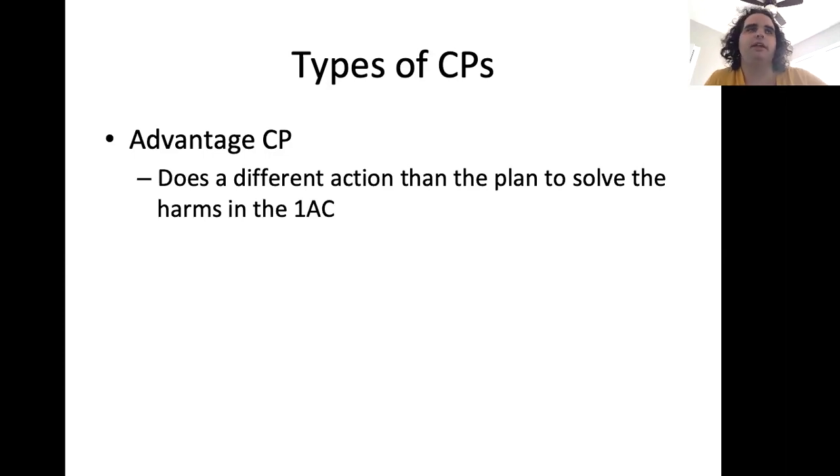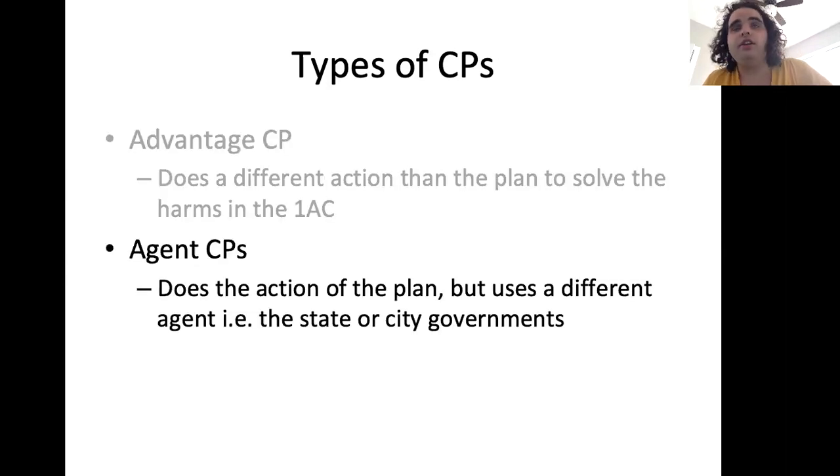That's an advantage counterplan. Then you have what's called agent counterplans, right? This is a counterplan that does the action of the plan, but has a different agent do it. So this is what we were talking about earlier, a counterplan that has the state governments do the plan instead of the federal government. Or if you have a plan that's about localities, like the city governments, or like the police organizations, right?